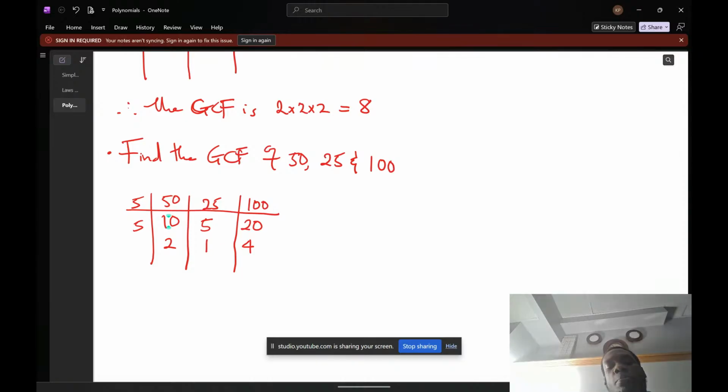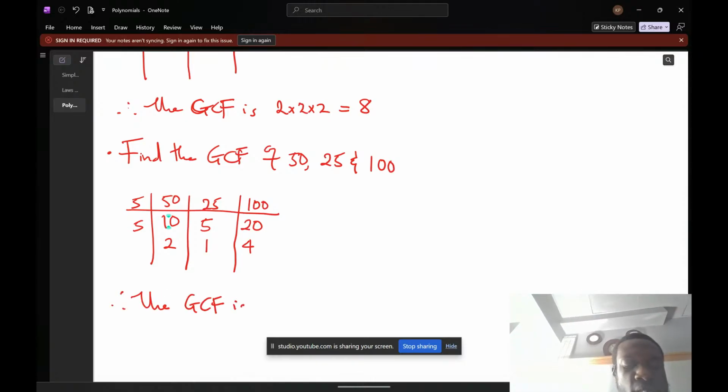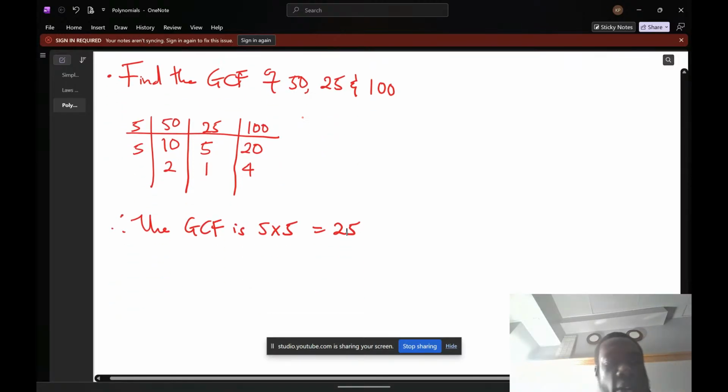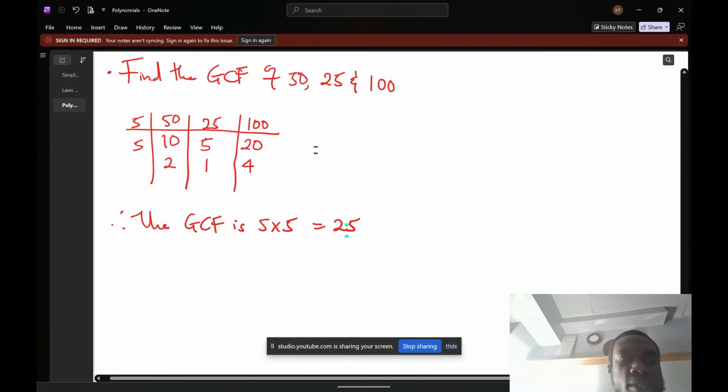So whenever you get a number that, when you divide, goes to 1, that's where it will end. Or if you get three prime numbers that cannot be divisible by any other number, then that's where you stop. So therefore, we'll say that the GCF is 5 times 5, which is equal to 25. Okay. So I will do one more example before I talk about another topic.